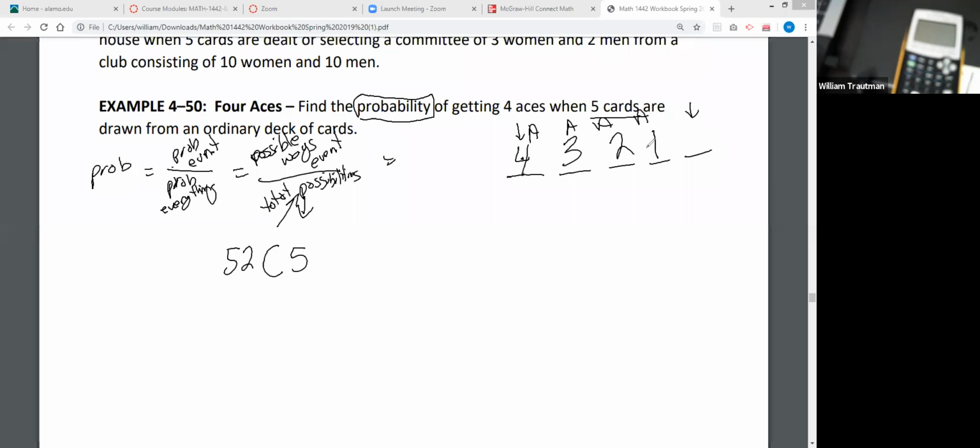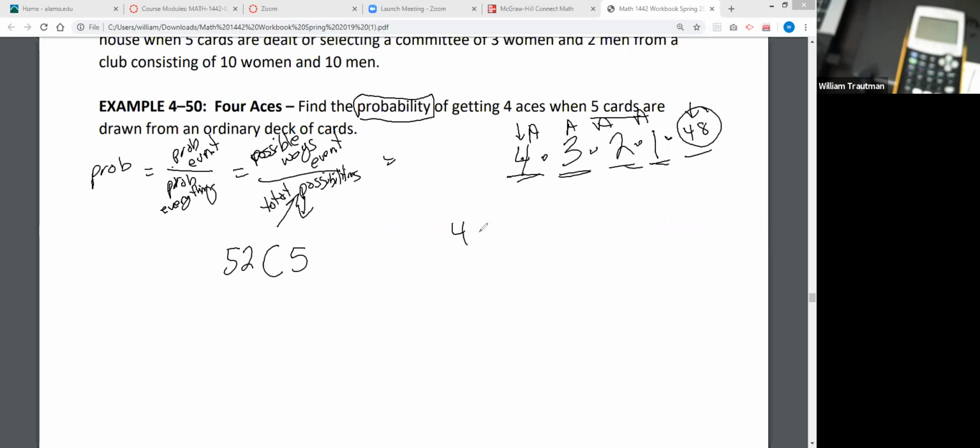If I use those 4 aces up, then I only have 48 other cards that can go into that last spot. I have 4 choices for an ace here, 3, 2, 1. Now in this last spot, I have 48 choices. I could have a 2 of hearts, a 3 of spades, a queen of diamonds. It doesn't matter. I have 48 other choices. I still have 4 aces already. 4 aces wins. So that's my possibilities for the event on top.